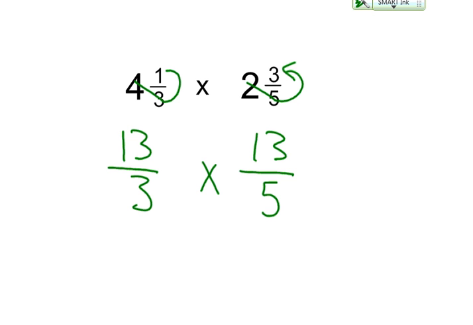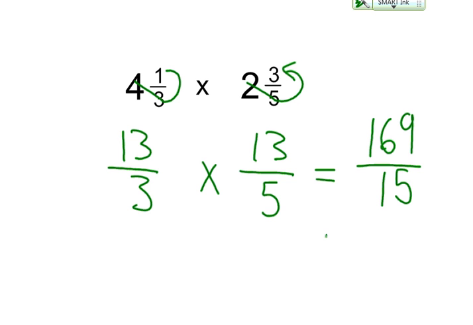What a coincidence. And now we're going to multiply, right? Now we're going to multiply. 13 times 13, you have that one memorized, I'm sure. So you can write 169 real fast. And 3 times 5 is 15. And now we're going to turn this back into a mixed number.